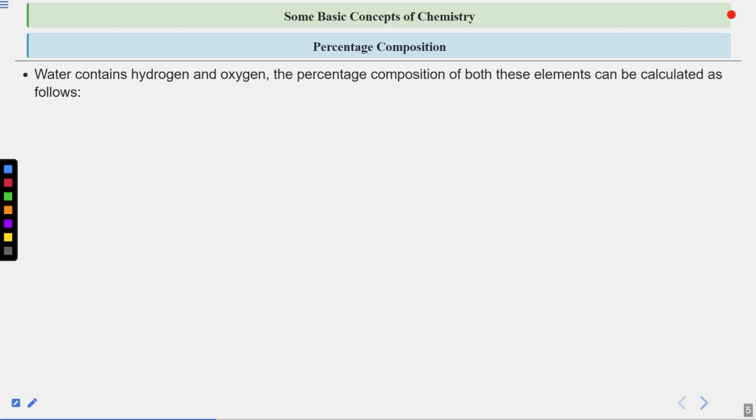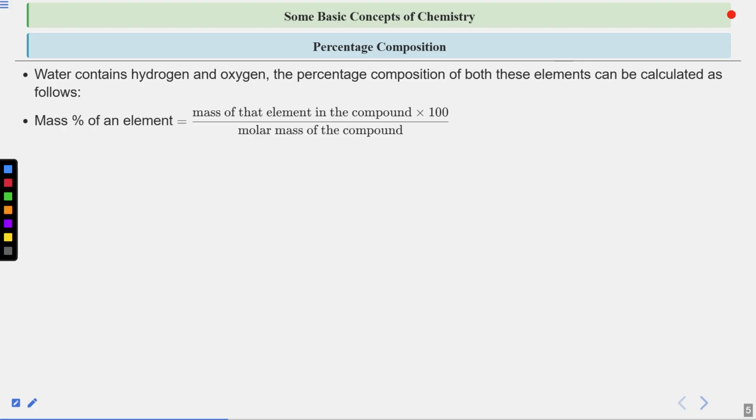So what is percentage composition? You should be very attentive now. Don't waste time in silly things, okay? So suppose we are talking about water. Then water has hydrogen and oxygen. We know it very well. So how do we calculate the percentage composition of each of these elements?